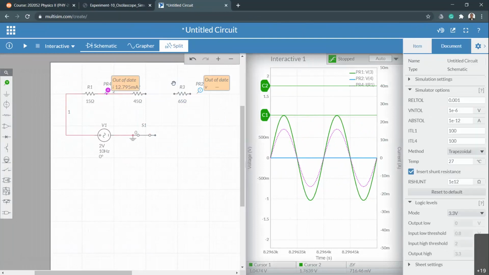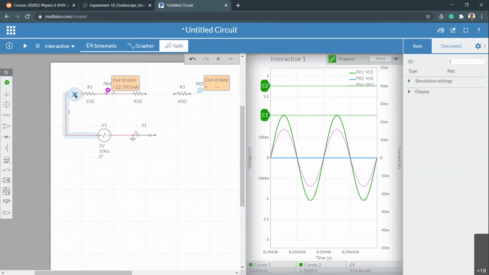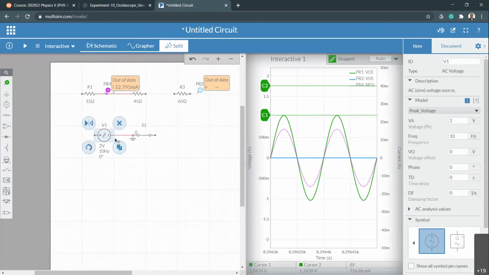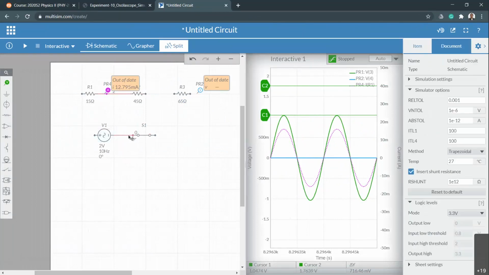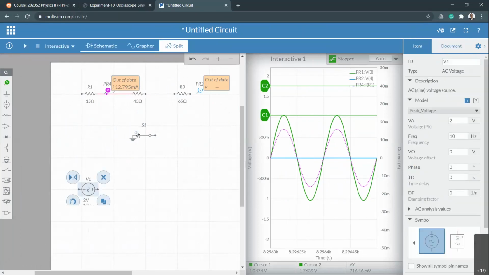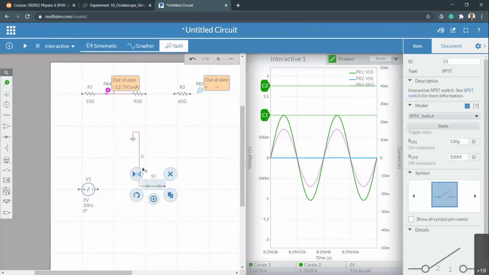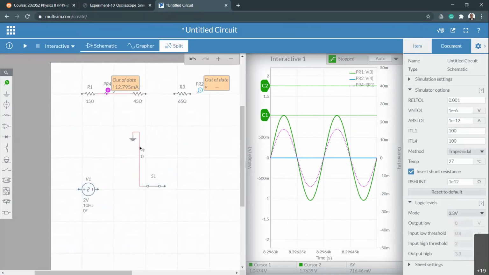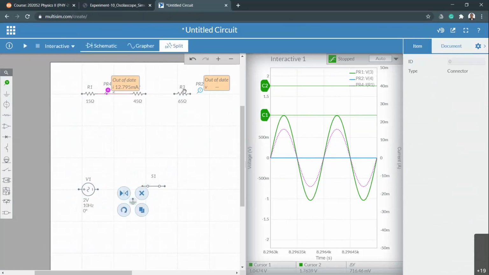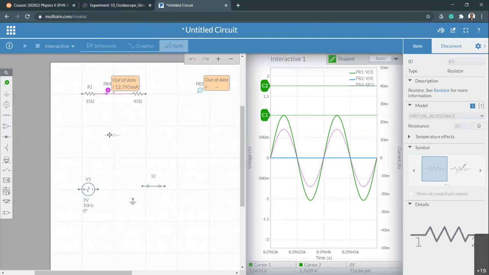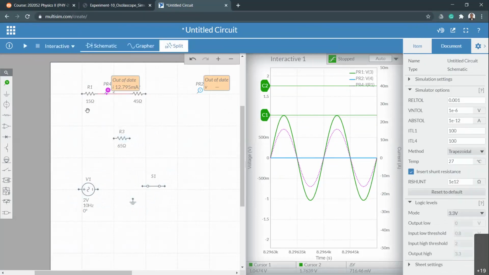Now you can see R1 and R2 should be serial, but R3 should be parallel to that, right? So let's take a quick look. Make some space here. Okay, now bring the R3 across here. All right, now you can see R1, R2 serial, R3 is parallel to that. Okay, so let's connect now these things.